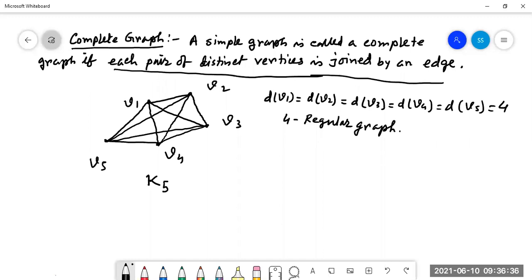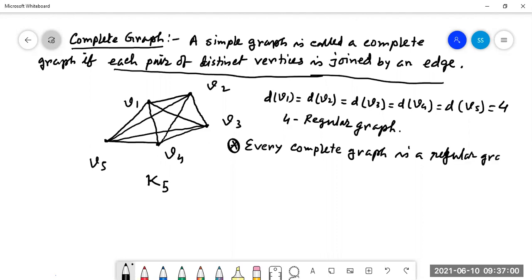Yes, sir. So from here, can we conclude that every complete graph is a regular graph? Every complete graph is a regular graph. Yes, sir.